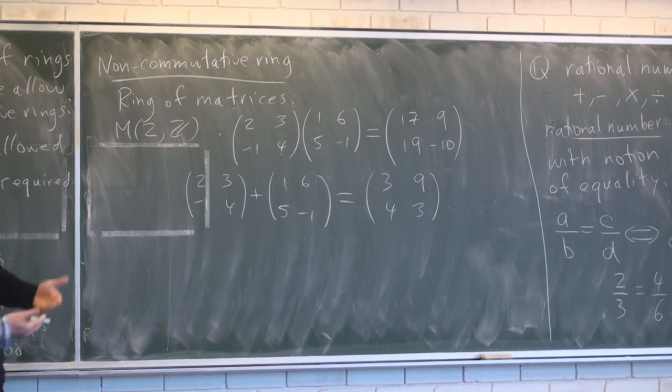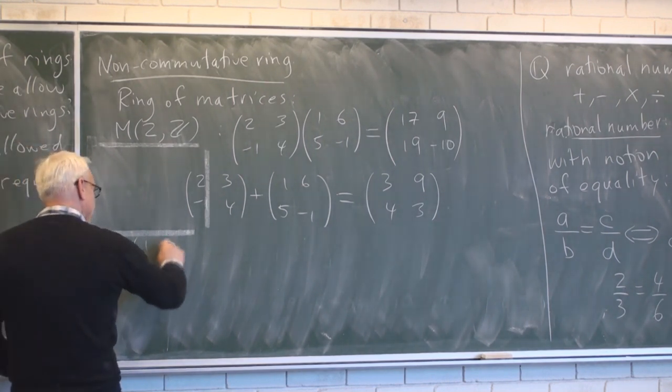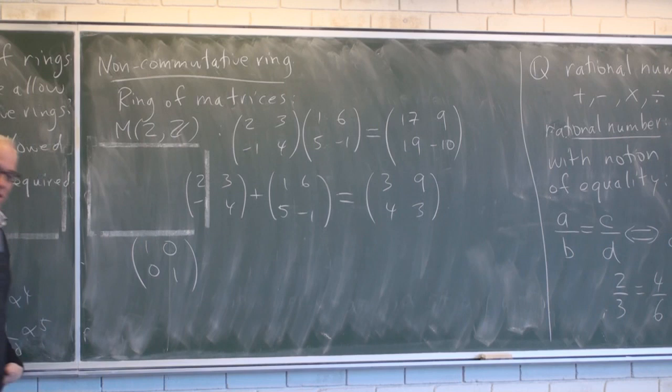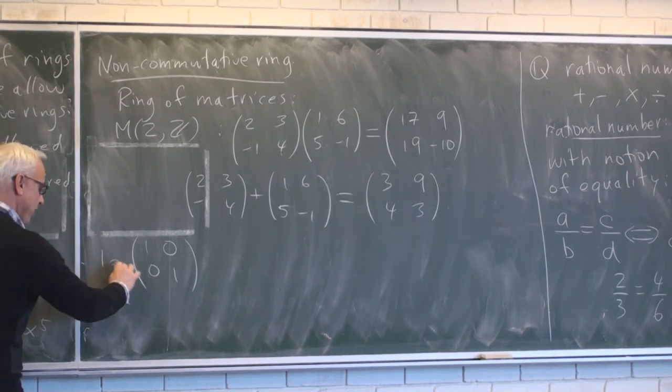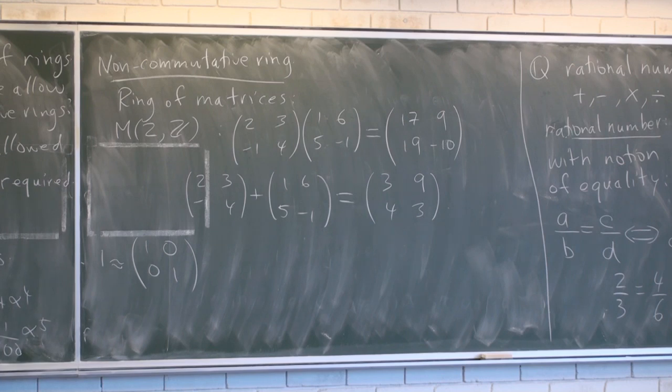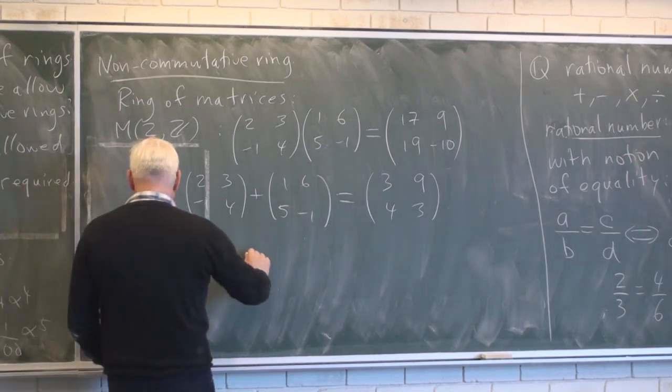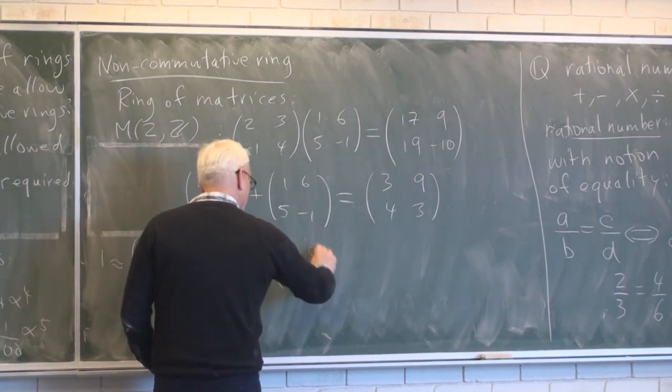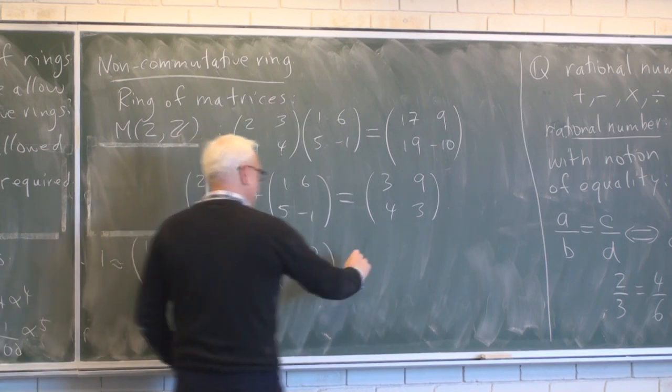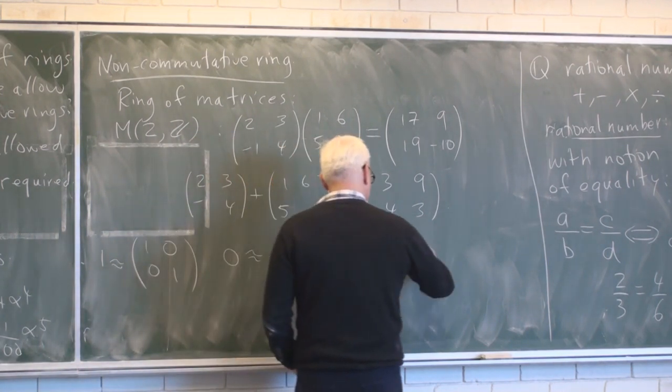So this ring has many of the features of the integers, but not all of them. There's a special matrix which acts like 1. So the number 1 sort of corresponds to this particular matrix. The number 0 in the integers corresponds to this matrix. The number minus 1 corresponds to this matrix.